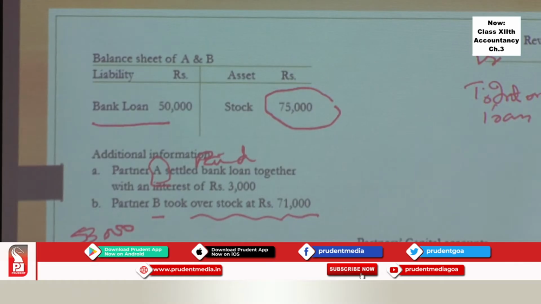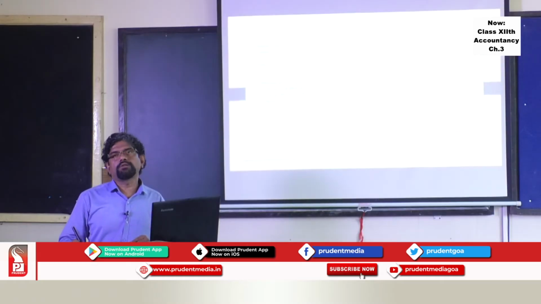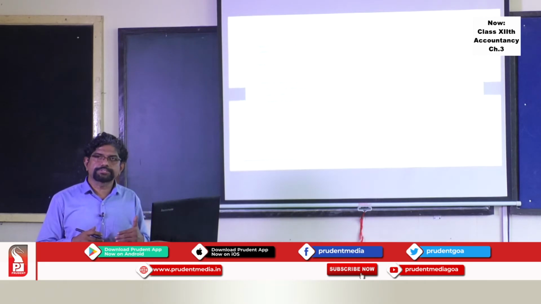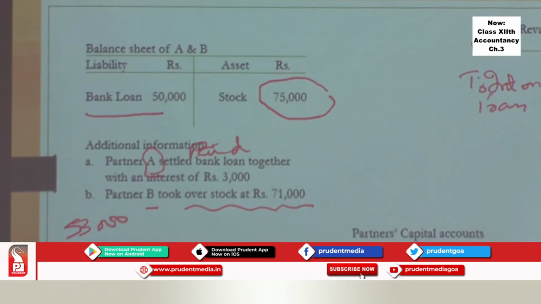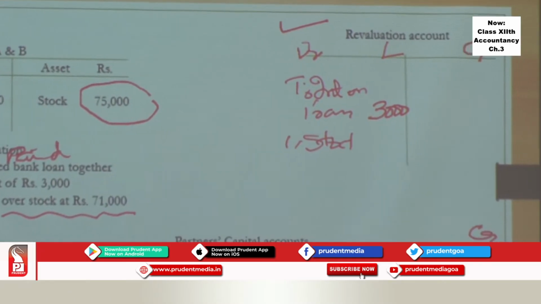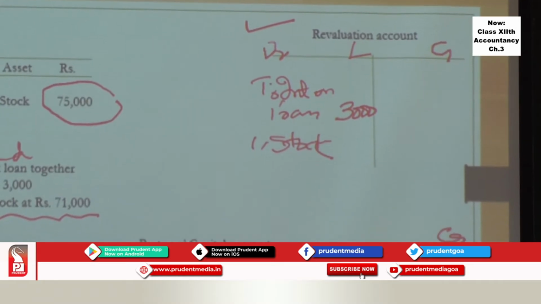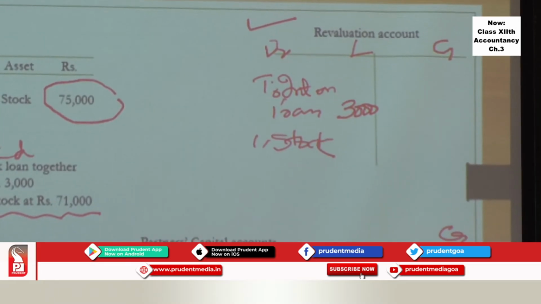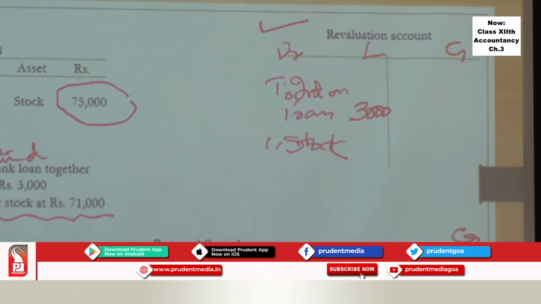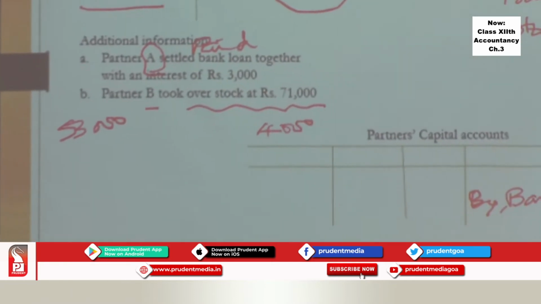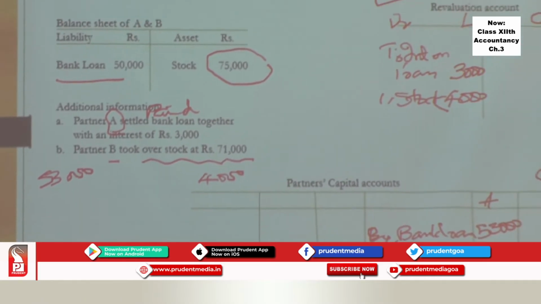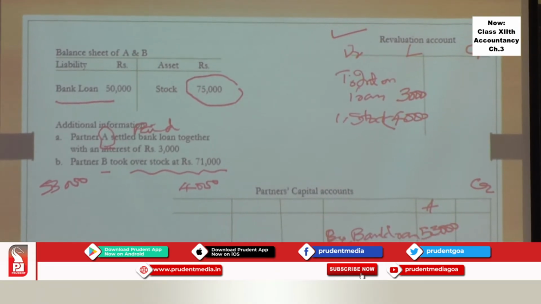Is it a loss or a gain? Of course, it is a loss. Whenever there is a decrease in the value of an asset, it is a loss to the business. So again, you will debit the revaluation account. You are going to write it to stock. How much is the decrease? That should appear in the revaluation account. 75,000 minus 71,000, the decrease is rupees 4,000. So in the revaluation account, we will write on the debit side 4,000 rupees.